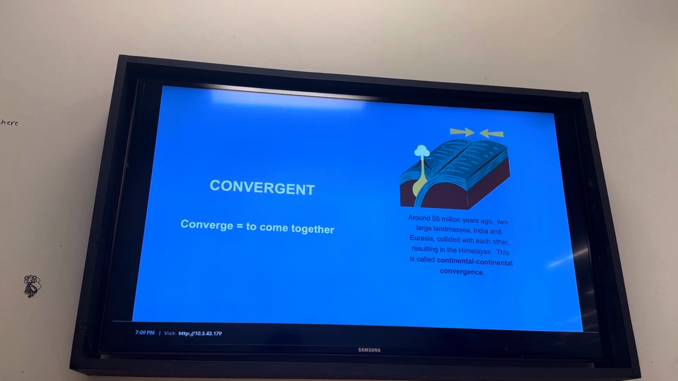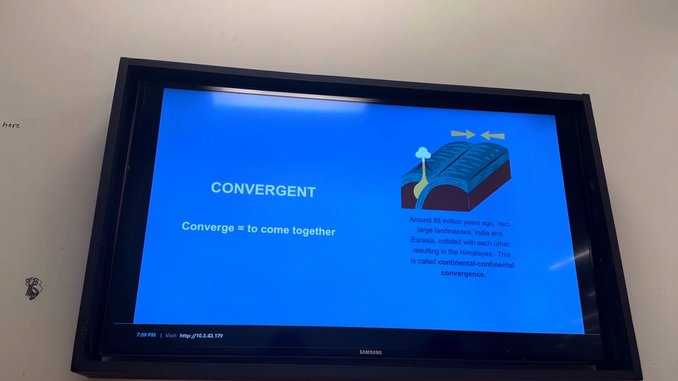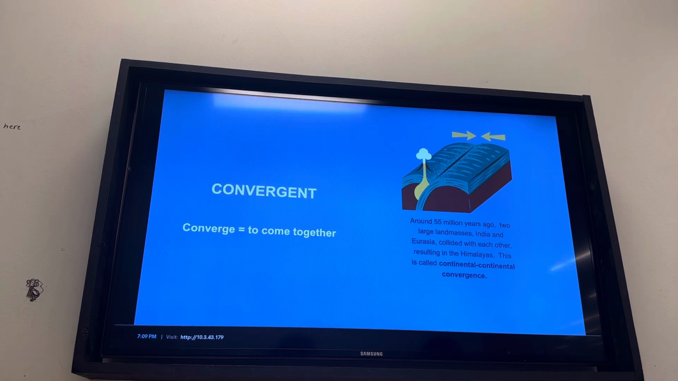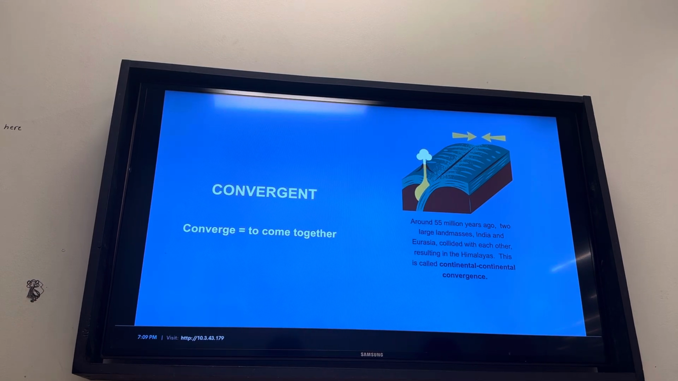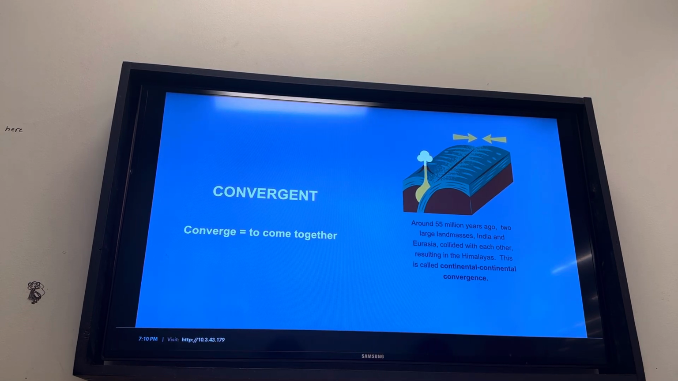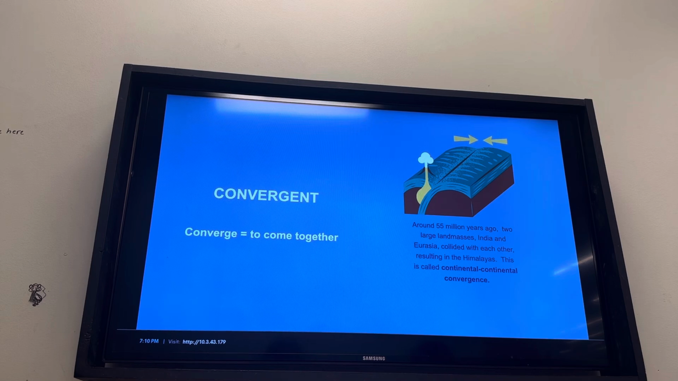First, we are going to talk about convergent plate boundaries. Convergent means to come together, and in this case, convergent boundaries occur when plates move towards one another. A fun fact about convergent boundaries is around 55 million years ago, two large land masses, which are India and Eurasia, collided with each other, resulting in the Himalayan mountain chains. This specific occurrence is called continental-continental convergence.